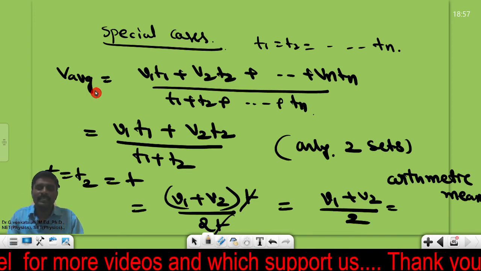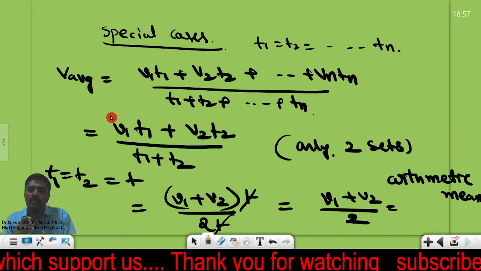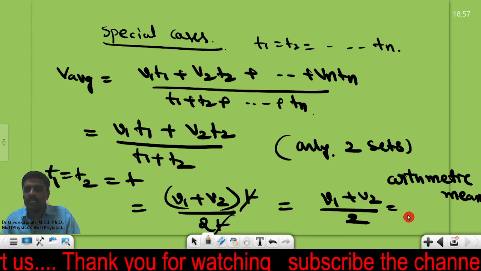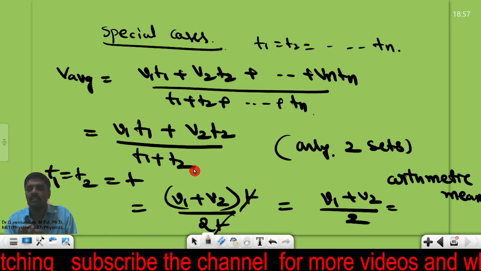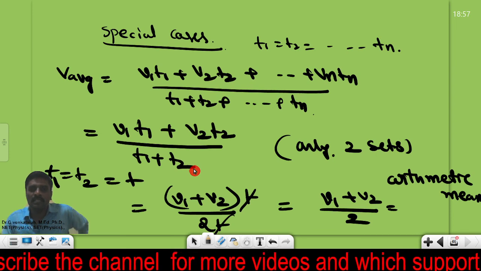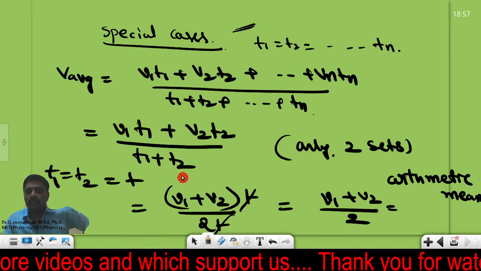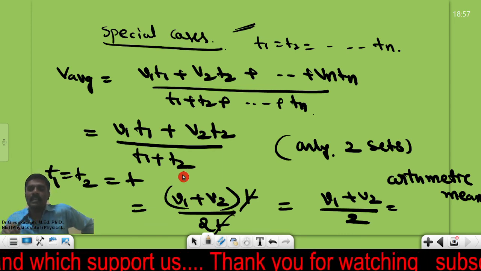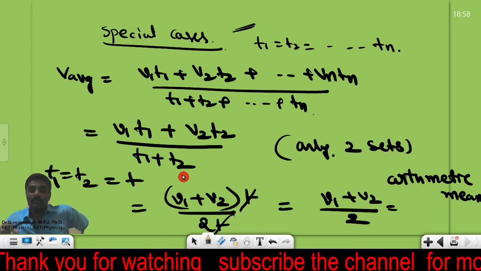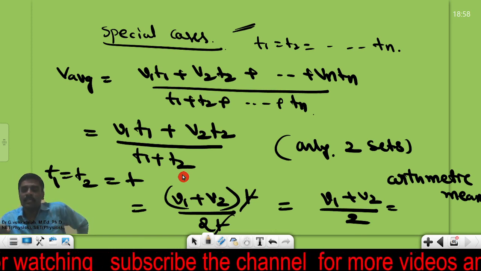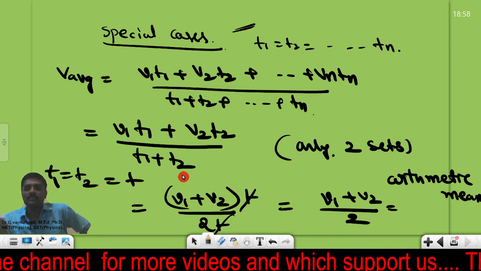So that means in the special case, if they are providing the velocity and time, then the average speed value we get directly is the arithmetic mean, in the special case of T1 equal to T2. If they are providing the distances and velocity, then what average speed are we getting? We are getting the harmonic mean. So that is very important.